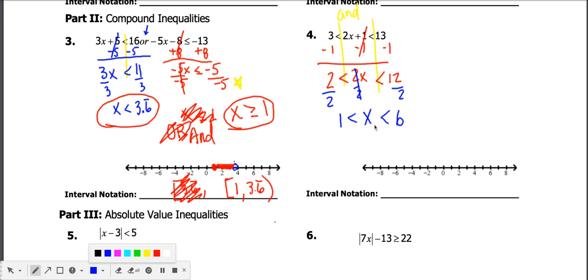All right, so it's less than 6, open circle, and it is greater than 1, open circle. And so we shade in between them.